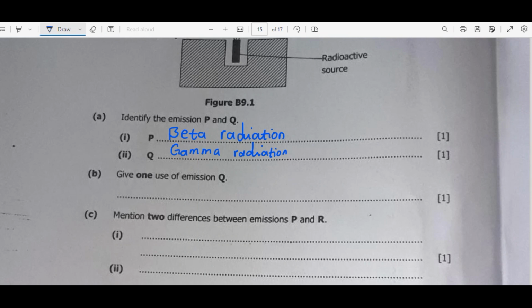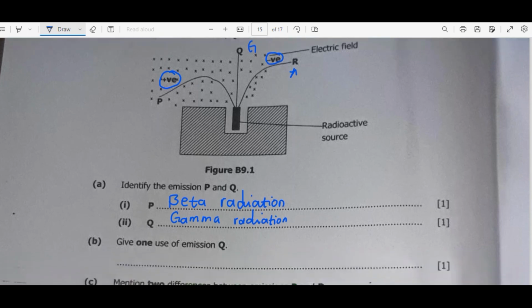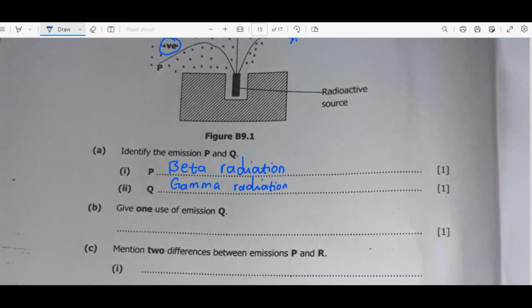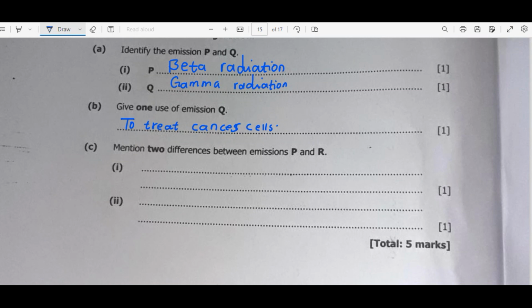Then give one use of emission Q. One use of emission Q. So one use of gamma, we can say to treat cancer cells. There are so many. Then mention two differences between emissions P and R. So P we are saying it's beta, then R it's alpha. So what are the two differences that we can give between beta and alpha?